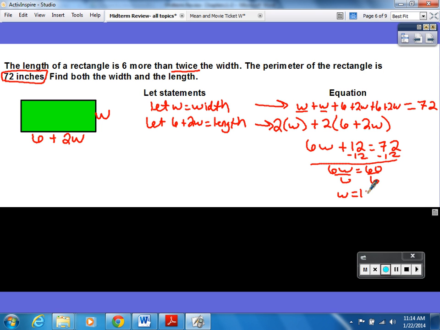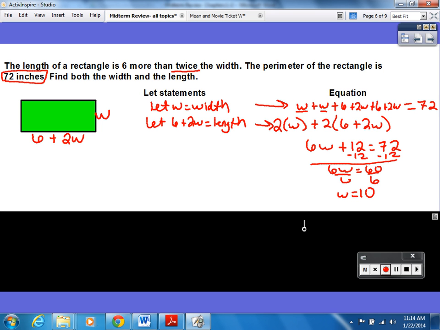and W equals 10. That means the width is 10, and now 6 plus 2W. I know that 2 W's would be 20 plus 6, 26. All right, I love these checks, you guys know I do, because what should happen is when I plug in 26 plus 26 plus 10 plus 10. I know 10 plus 10 is 20. 26 plus 26 is 52. And I know that 20 plus 52 equals 72.